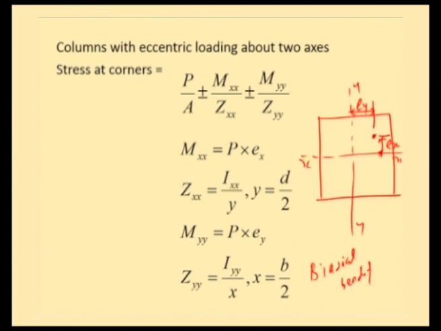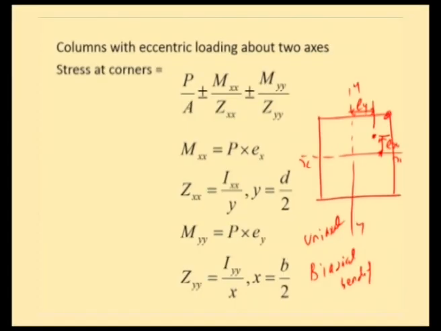So, when bending takes place about any one axis, it is uniaxial bending, and when the bending takes place about both the axes as seen in the diagram, it will be biaxial bending. In case of columns with eccentric loading about two axes, we will be interested in finding the stress at the corners. Say this is corner A, corner B, corner C and corner D; you will have to compute the stress at the four corners of the column. The stress at corners is given by, in that case, bending about the XX axis and similarly bending about the YY axis.